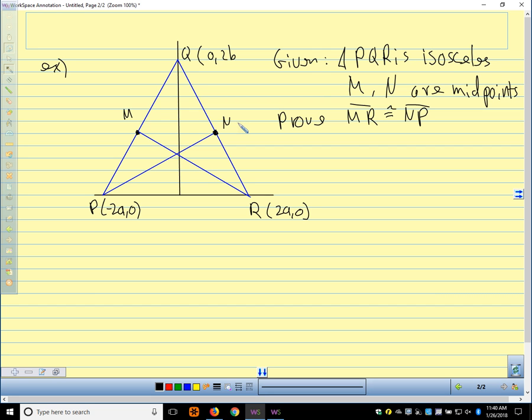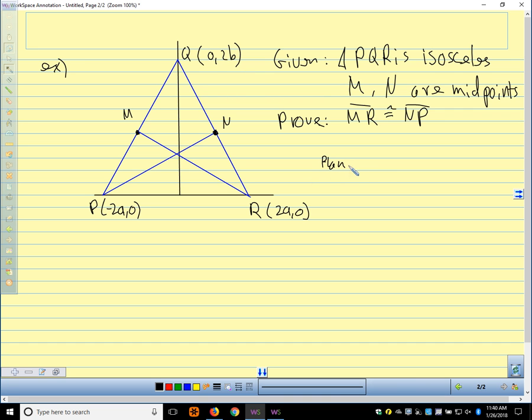The other way you might be asked this question is prove that the medians of an isosceles triangle are congruent. Median goes from the midpoint to the opposite vertex. So prove that the medians of an isosceles triangle are congruent. Well, here we have these coordinates. So coordinates are going to be a good route to go.